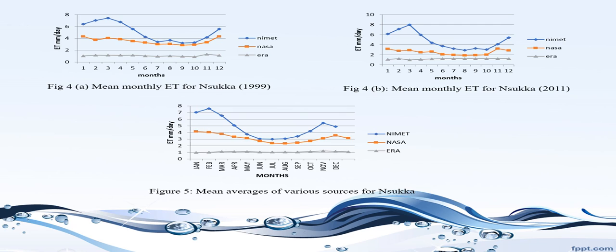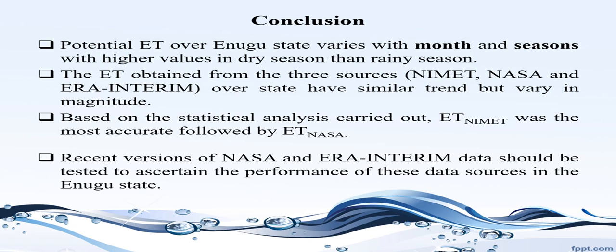So for Nsukka station, we have similar behavior where NASA and NIMET tend to behave closely in the rainy season than in the dry season. And also we have higher values of ET in the dry season compared to the rainy season. And on the average, which is the mean averages, we have a similar trend.